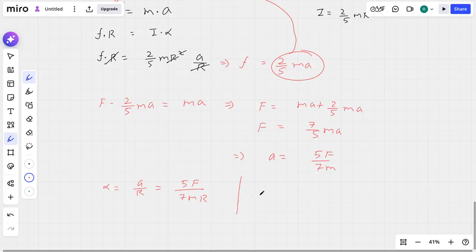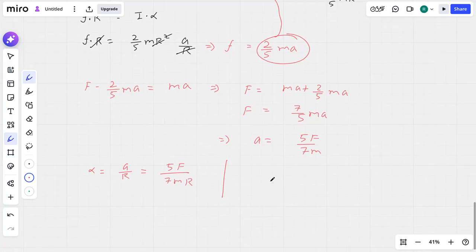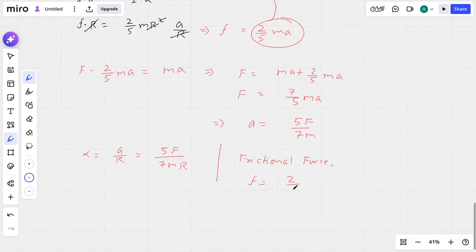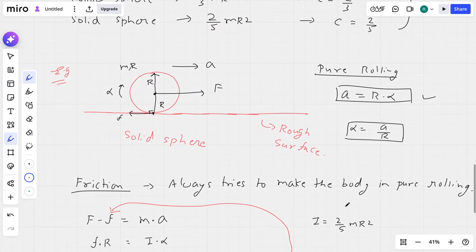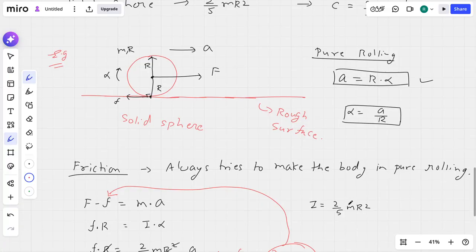Now someone will be asking what is the frictional force. The frictional force acting on this body is f equal to 2 by 5 m a. Putting 2 by 5 m into 5F by 7m, m and m cancel out, and we get our result as 2F by 7. So this is the frictional force acting on this rolling body, and all these forces ensure that our body is in pure rolling.